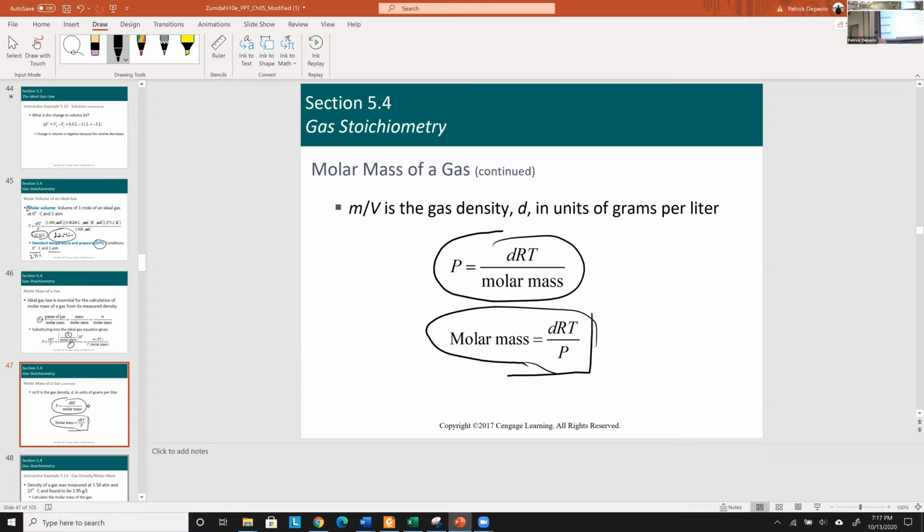Now, and based on the molar mass: P equals dRT over molar mass. That's a way to remember it. Or molar mass equals dRT over P, same thing. So remembering one of those would be very helpful if you encounter density.